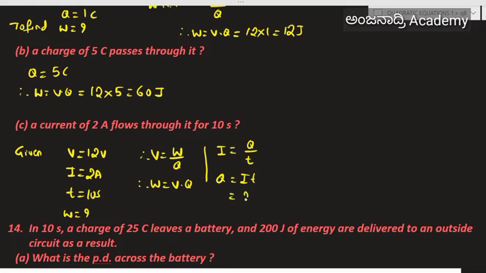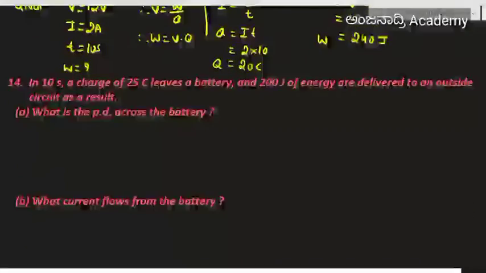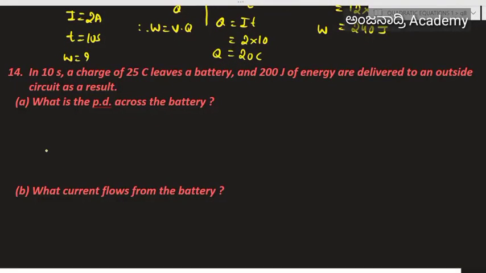I is 2, time is 10, so 20 coulomb is the electric charge. Therefore W is equal to V into Q. V is 12, and Q is 20. 20 into 12, 240 joule is the answer. Work done is equal to 240 joule in 10 second. Let us move to the next question.